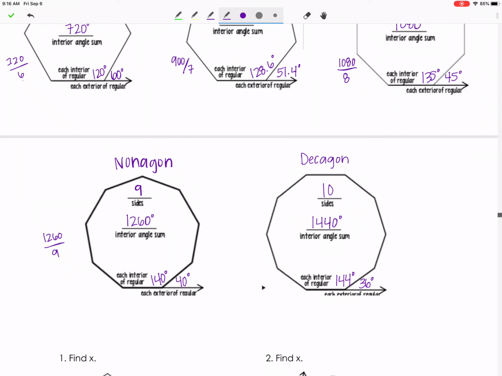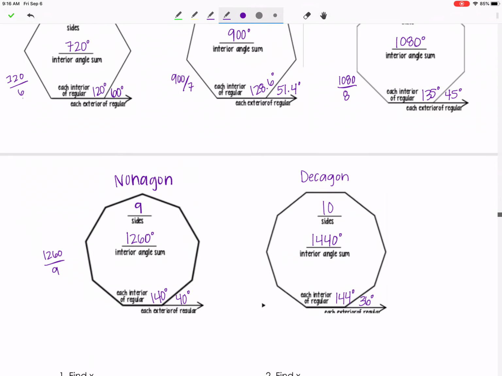So I'm not necessarily looking for us to have memorized that a decagon has a sum of 1440 or a nonagon has a sum of 1260. But what we do need to have memorized is how we get to that sum: n minus 2 times 180. We need to be able to do that for any shape. And then we need to be able to take that sum and divide it by n to get the angle on the inside, the one singular interior angle, provided that it's regular.